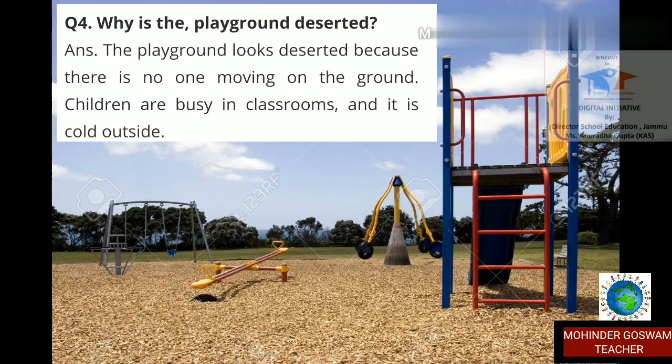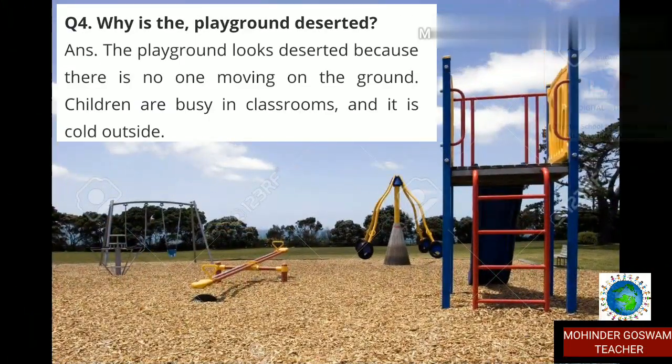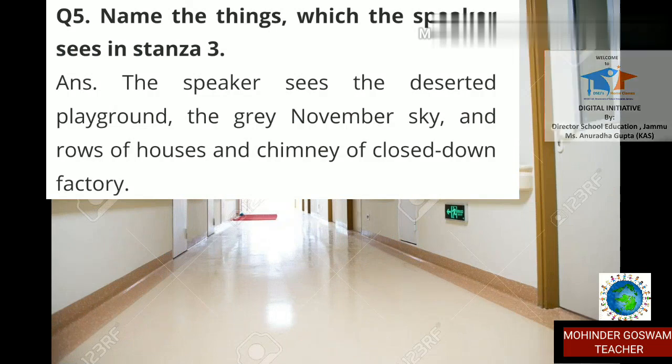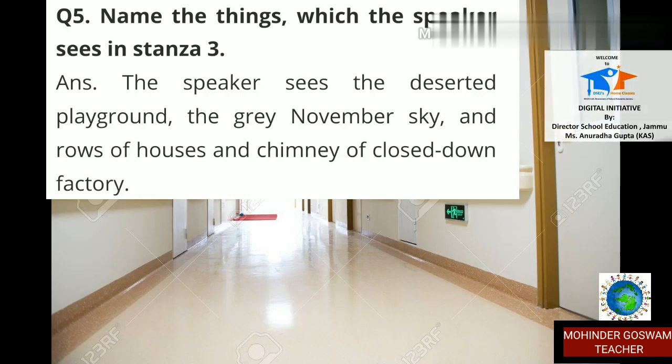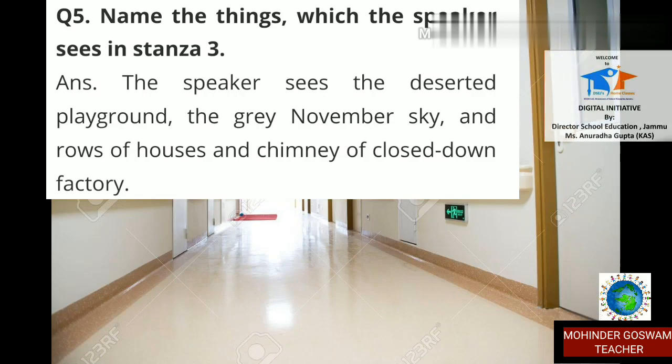It is in a stopped position. So that's why everything became dull to him. That's why he called the playground deserted, because all the students were at that time in the class. Question number 5. Name the things which the speaker sees in stanza 3. The speaker sees the deserted playground, the grey November sky, and the rows of houses and chimneys of closed down factories.